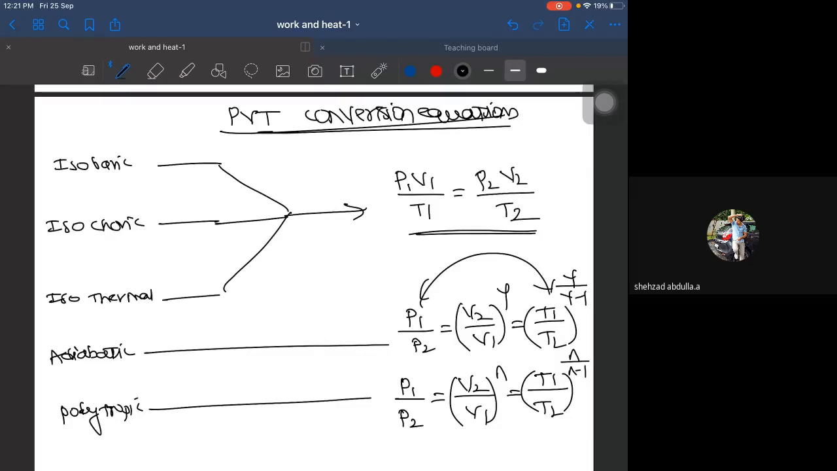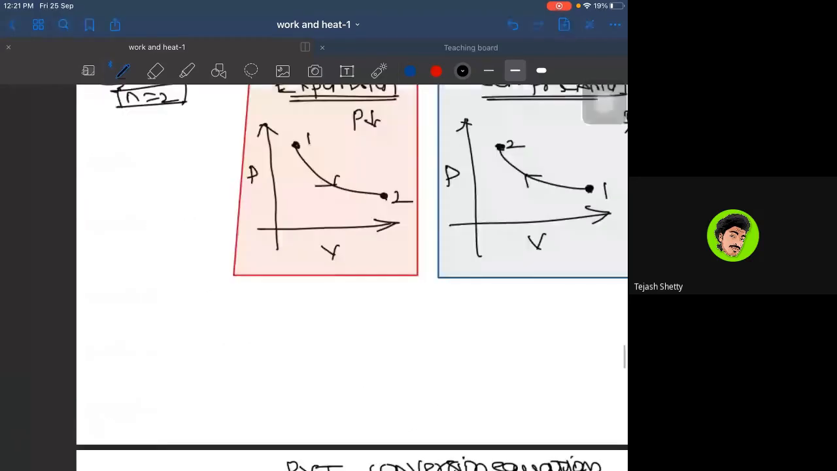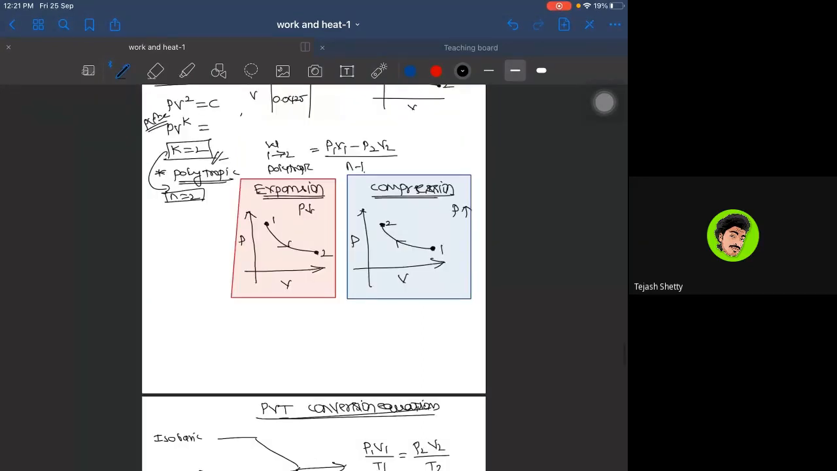Yes, man. Give me the expression for the PVT conversion equation in a polytropic process. P1 by P2 is equal to V2 by V1 whole to the power n, is equal to T1 by T2 whole to the power of n divided by n minus 1. Okay.